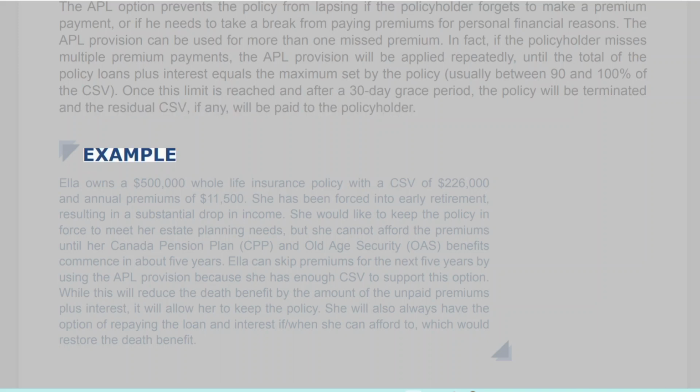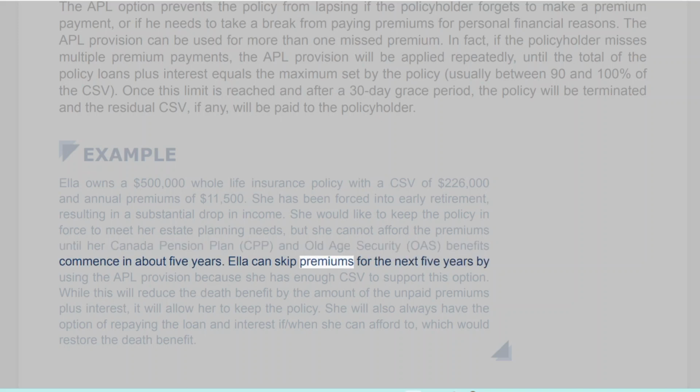Example: Ella owns a $500,000 whole life insurance policy with a CSV of $226,000 and annual premiums of $11,500. She has been forced into early retirement, resulting in a substantial drop in income. She would like to keep the policy in force to meet her estate planning needs, but she cannot afford the premiums until her Canada Pension Plan, CPP, and Old Age Security (OAS) benefits commence in about 5 years.